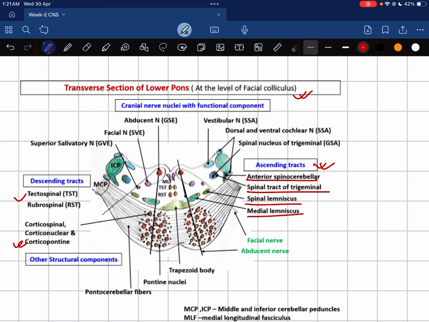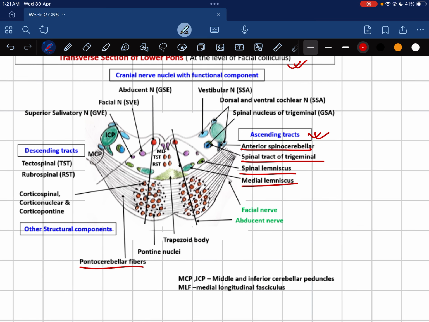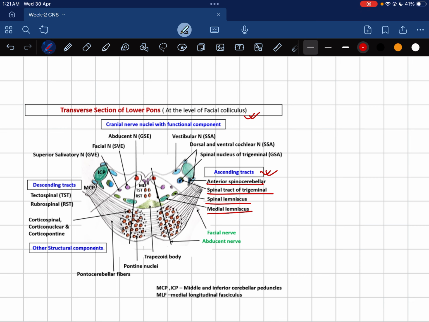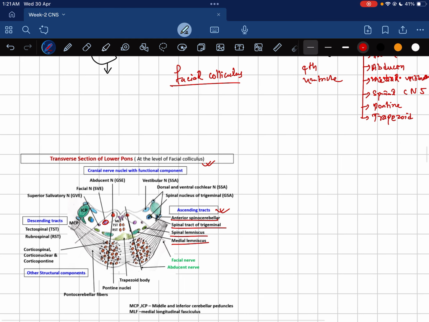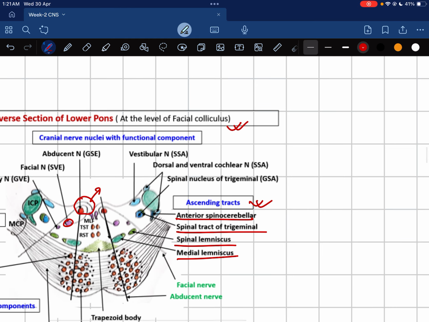We have already discussed these. Now there are other structures like pontocerebellar fibers. These are the pontocerebellar fibers, and this is the pontine nucleus. And here is the trapezoid body. This is the trapezoid body. And when we look at the cranial nerve nuclei, this is the abducent nucleus and the facial nerve nucleus, and the facial nerve fibers pass through this. This portion is called the facial colliculus.